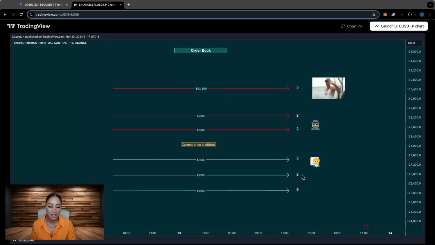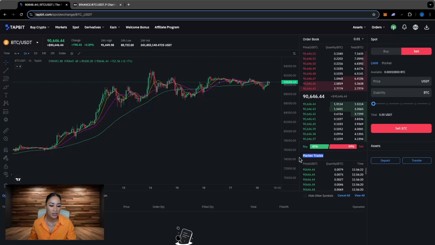These buyers down here, they won't get their orders filled unless there is sellers willing to meet their price. And the sellers are waiting for buyers to meet their price. If the buyers and sellers can't agree on a price, this is where market orders can come into play. And we can find that information here under market trades. It shows you the price, the quantity and the time that this trade was executed.